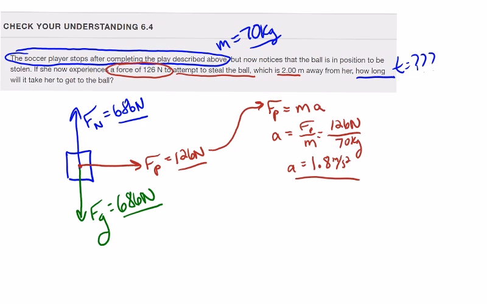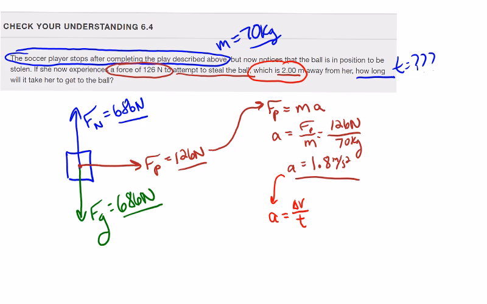So that's an acceleration. The next step is to take this acceleration and think of our kinematic equations. We know acceleration is a change in velocity over time. So your first instinct might be, hey, let's use that. But if you notice, I don't have a velocity. I don't know anything about her. I don't know if she stopped, if she's moving, what exactly I have going on.